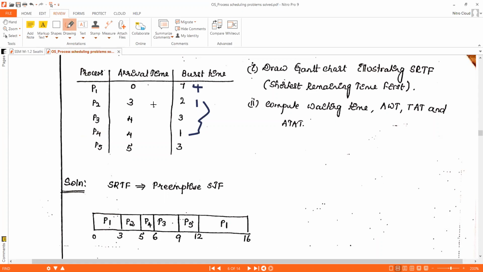Next, the only remaining process is process 1, and its remaining burst time to be executed is 4 milliseconds. At clock time 12 milliseconds, the CPU will become free. We have only one process, process 1, so the CPU will be scheduled for process 1. Its remaining burst time is 4 milliseconds, so 12 plus 4 is 16 milliseconds, and process 1 will complete its execution. Understood, right? Like this, we need to draw the Gantt chart for the shortest remaining time first scheduling algorithm.